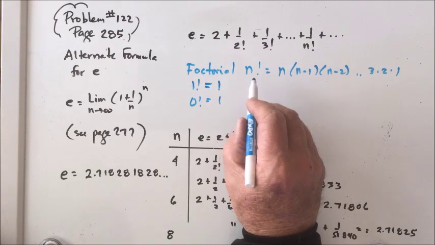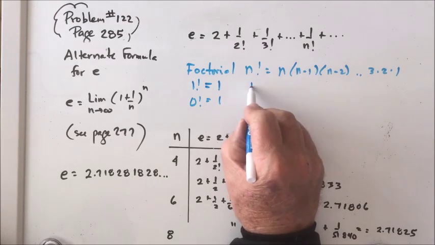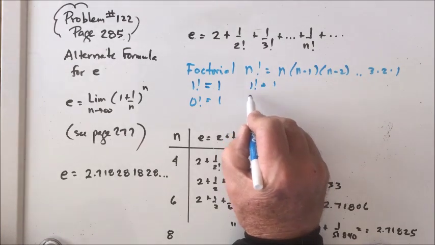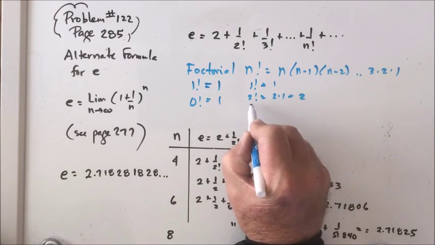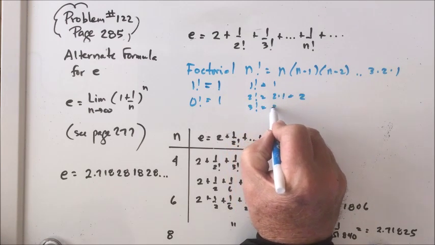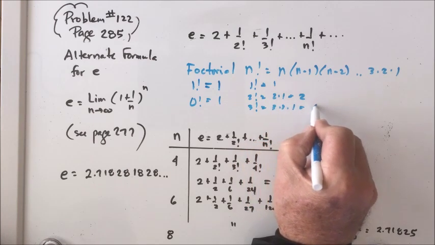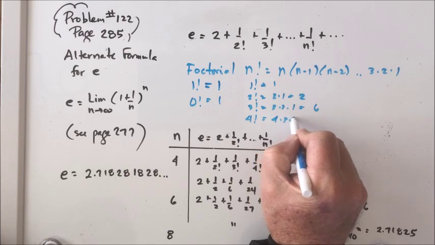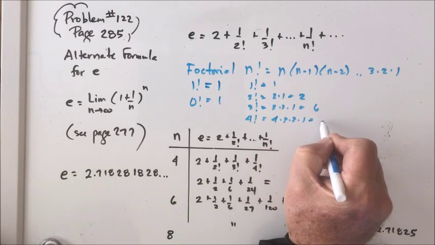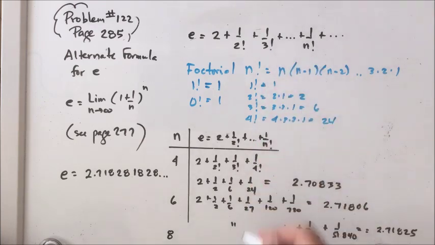So for instance, 1 factorial is equal to 1. 2 factorial is equal to 2 times 1, which is 2. 3 factorial is equal to 3 times 2 times 1, which is 6. 4 factorial is equal to 4 times 3 times 2 times 1, which is 24, and so on. The factorial really increases pretty quickly.